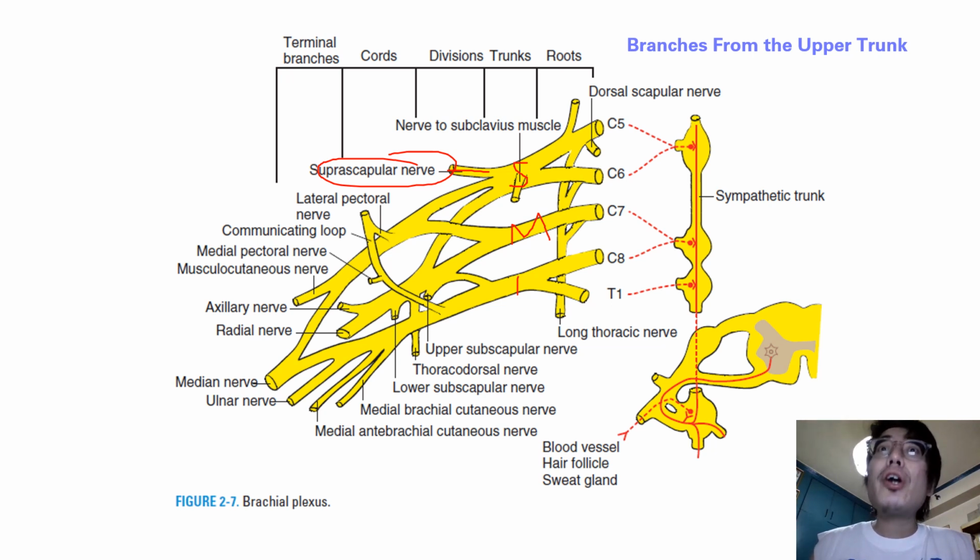Another important nerve coming off the superior trunk is the nerve to the subclavius, which we can see here. The nerve to the subclavius descends in front of the brachial plexus and the subclavian artery and behind the clavicle to reach the, as the namesake implies, subclavius muscle. But aside from innervating the subclavius muscle, the nerve to the subclavius also innervates the sternoclavicular joint.